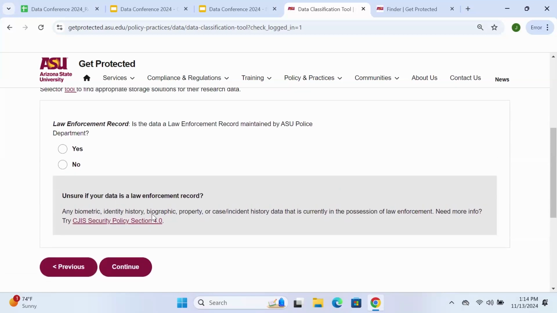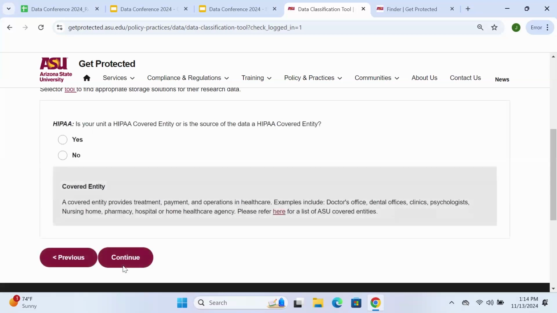Next, is it a law enforcement record? There's a FERPA exception specifically for law enforcement records maintained by the local police department. So if it's not maintained by ASU PD, this does not apply. So I'm going to click no. But if you're not sure, here's the policy from CGIS on what records do count.